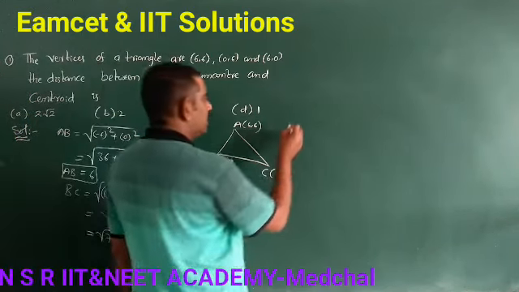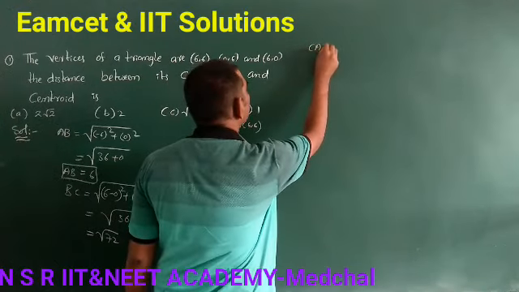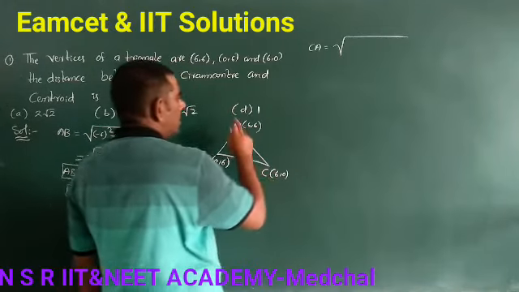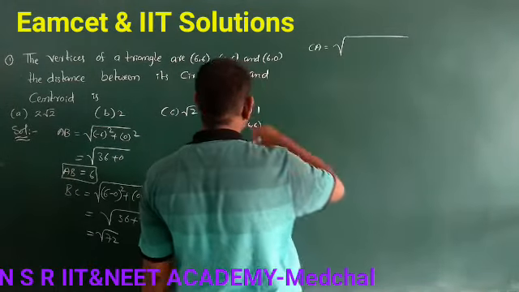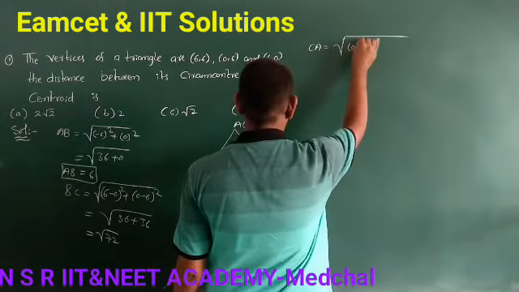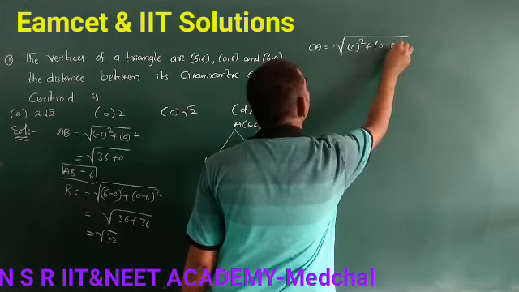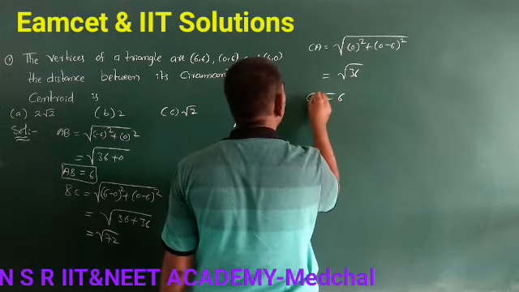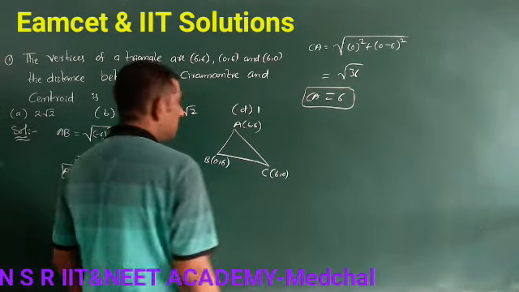AB, BC. Next, the distance of CA. The distance of CA is equal to the square root of (x2 minus x1) whole square, (6 minus 6) whole square, 0 square, plus (0 minus 6) whole square, root 36, which is equal to 6. So, the CA distance is 6.